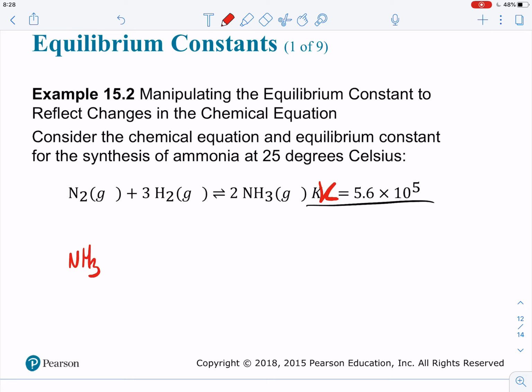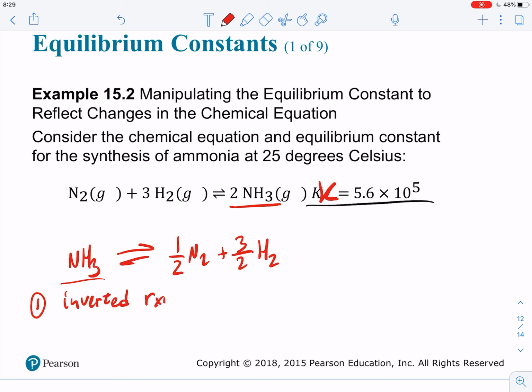NH3, now let's forget about the states for a moment, that goes to 1/2 nitrogen plus 3/2 hydrogen. So what did we do here? NH3 is a product, now it's a reactant. So number one, you inverted the reaction, and let's call this K1.